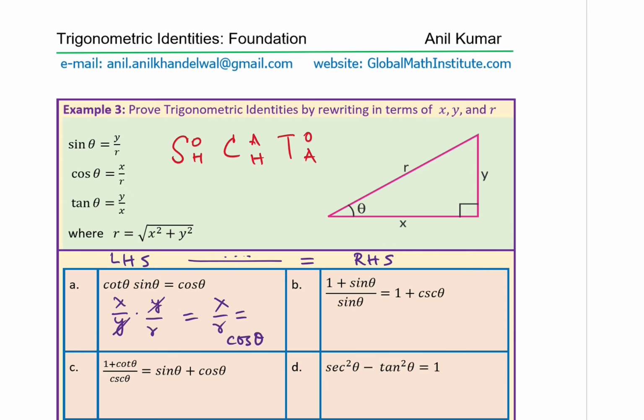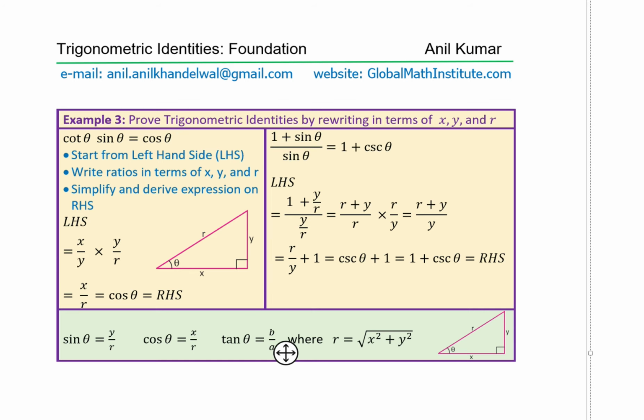Correct? So I would like you to pause the video, adopt this simple method, prove them, and then look into the solutions. Here's a quick solution for all of them. The very first one, which I just did: cotangent theta times sine theta equals cos theta. Cot theta can be written as x over y, sine theta as y over r. When you cancel, you get x over r, which is cos theta, the same as the right hand side. So you have shown the very first one.